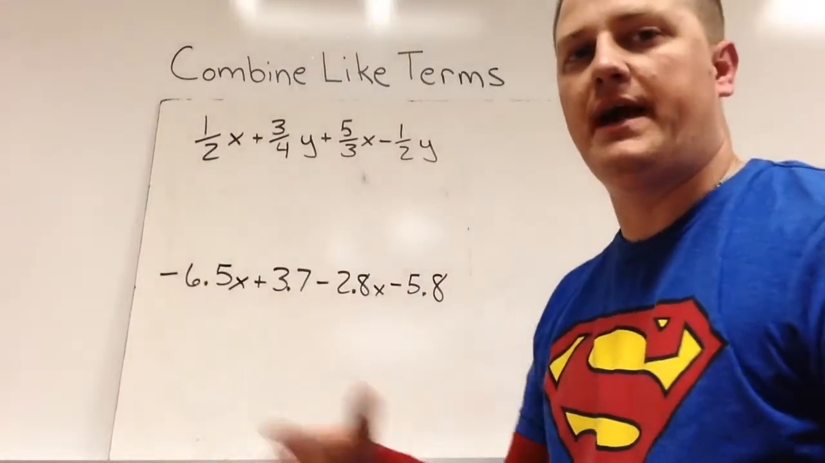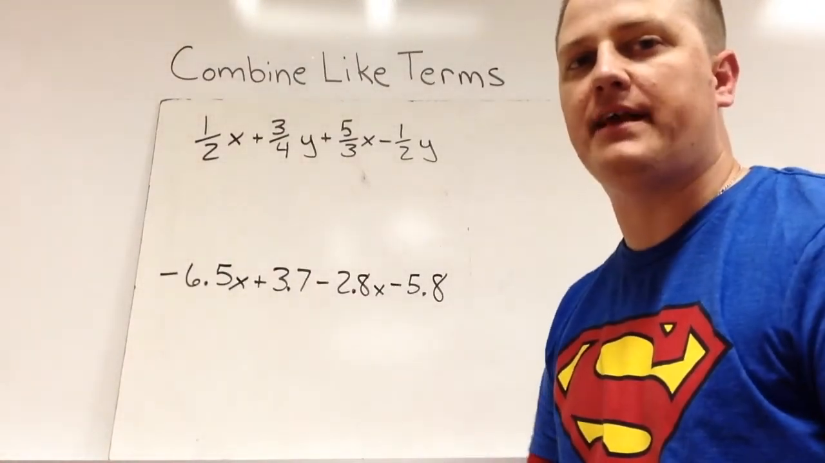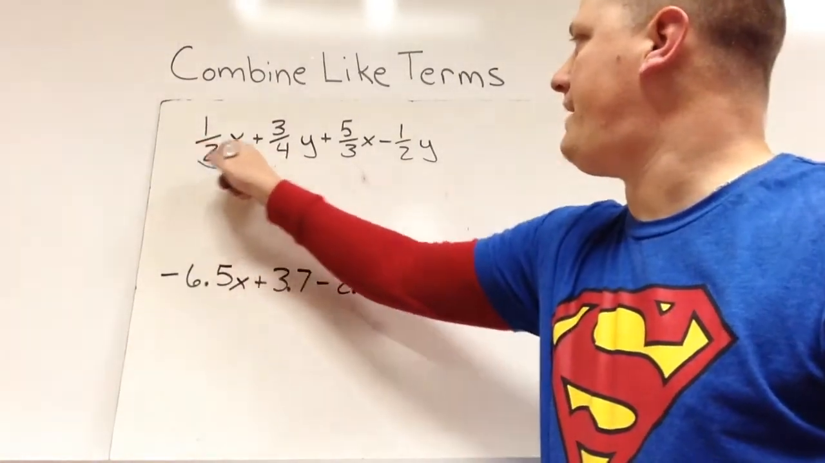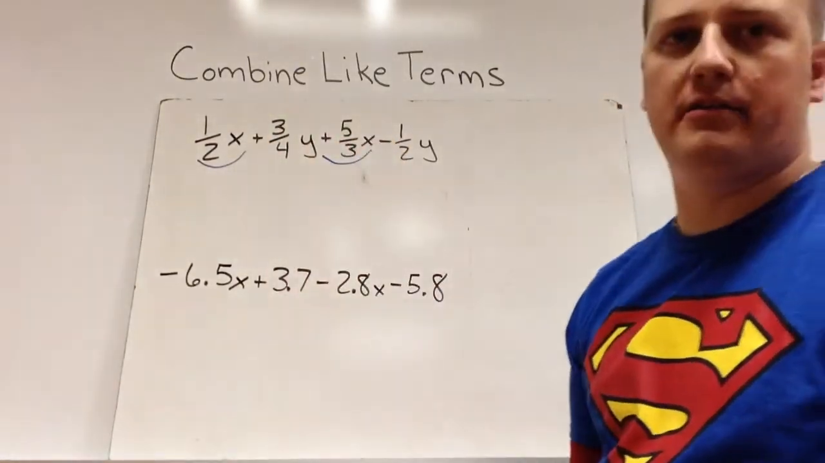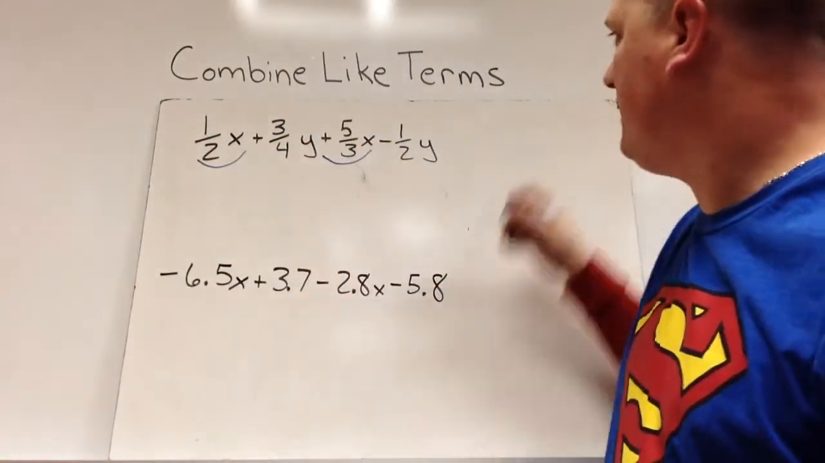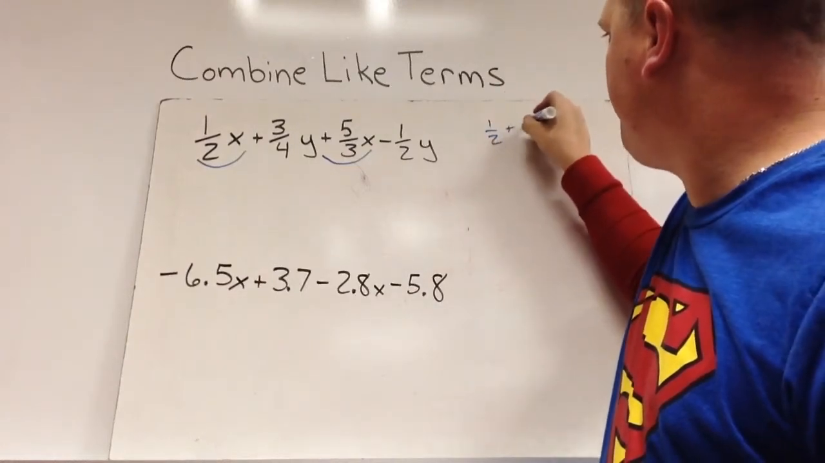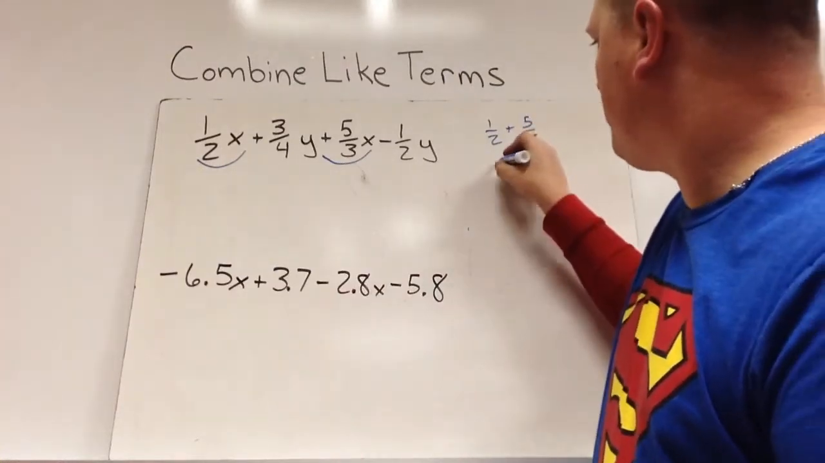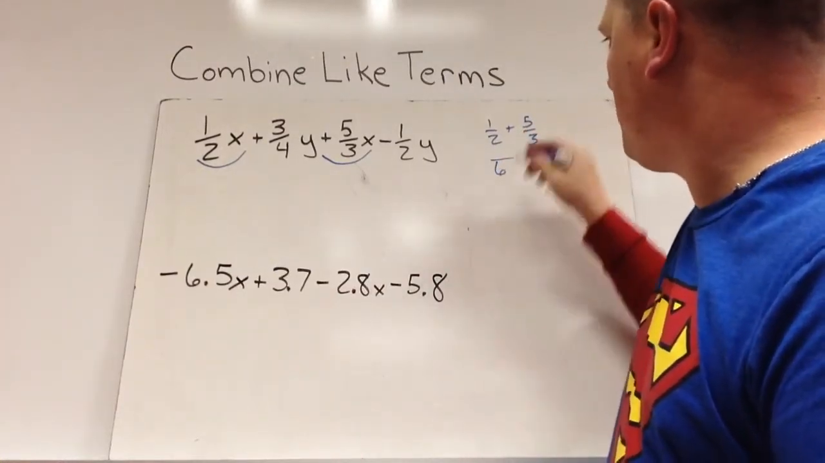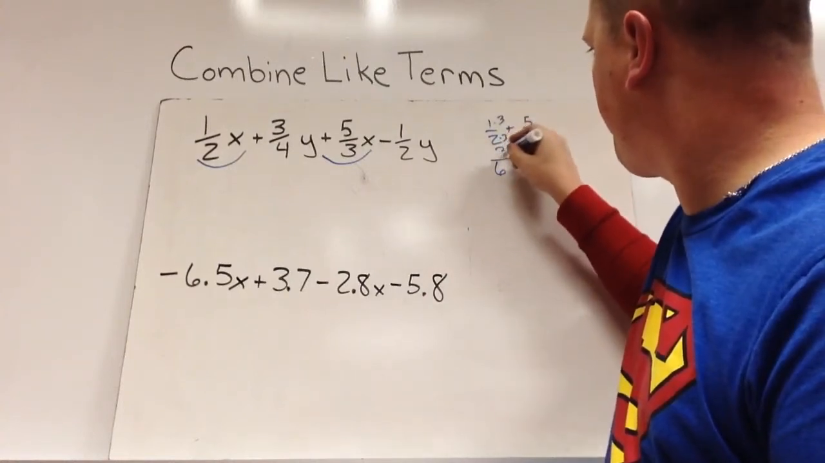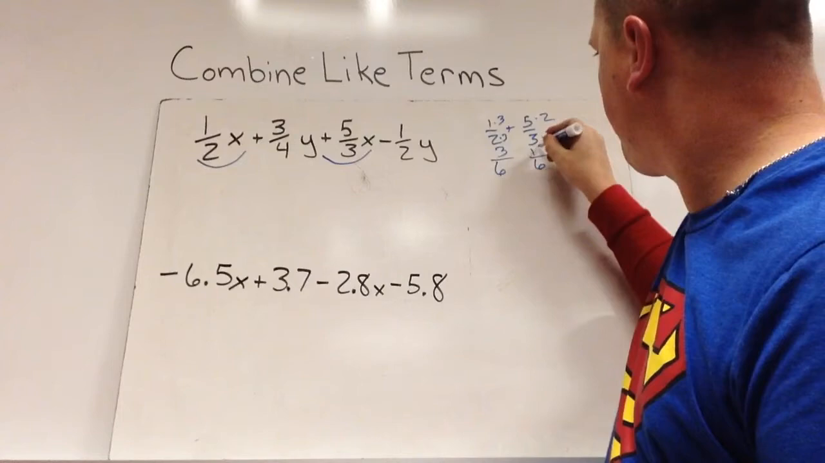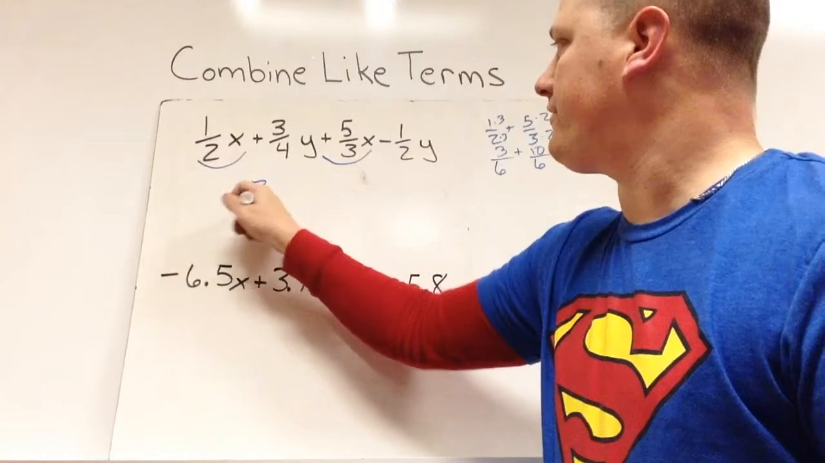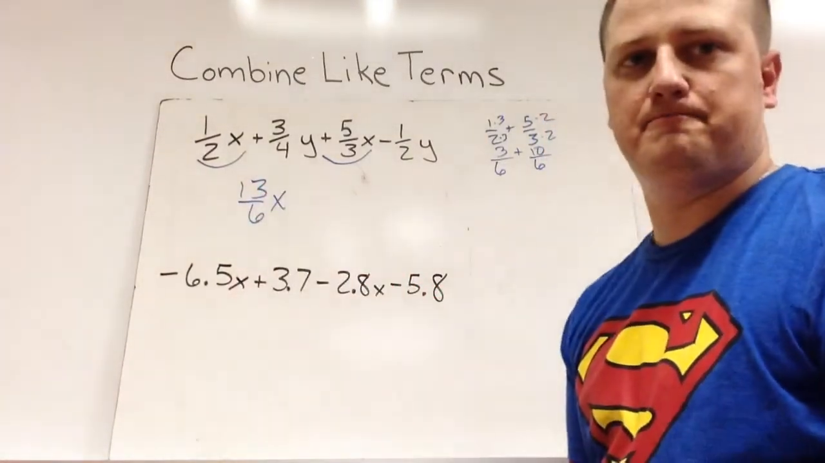Okay, with fractions, we have to first identify like terms, and then if we can add things, we're going to need common denominators. So first we have 1/2 x and 5/3 x. They're both positive, so we're just going to add them. So 1/2 plus 5/3. I don't really need the x's, I just know that it has an x at the end. So 6 is used for both. So this is really 3/6 plus 10/6, which would be 13/6 x.